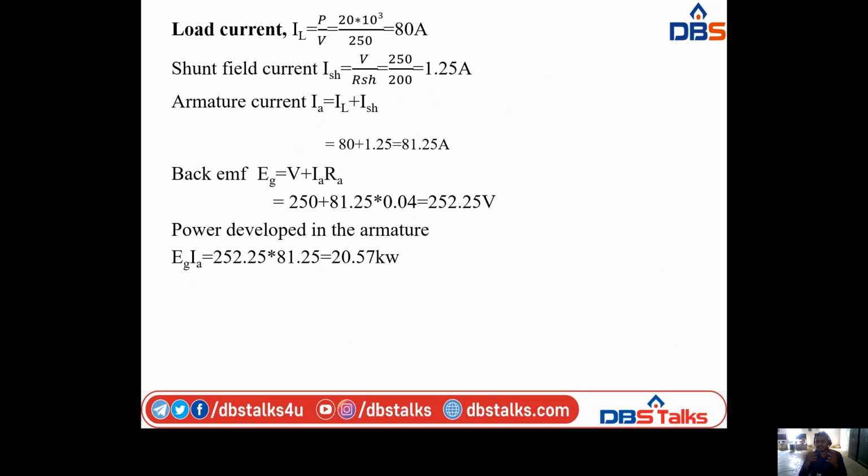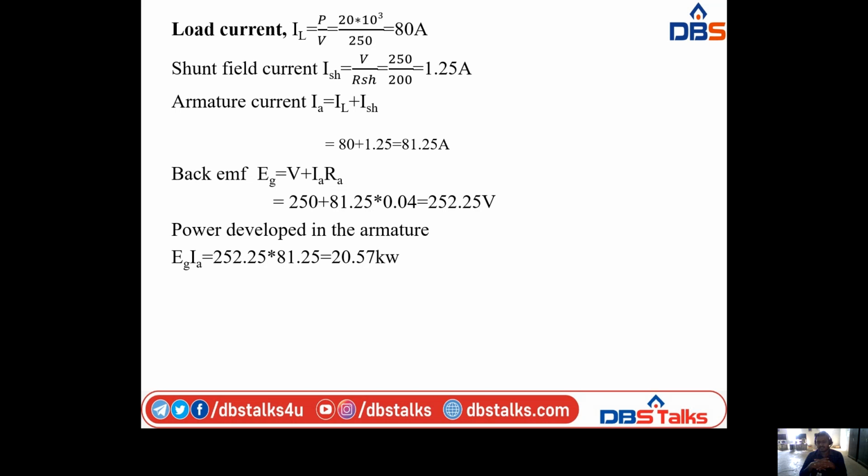For that, we first have to calculate the line current or load current. IL is equal to P by V. Why? Because here they have given the power value. That's why I am taking IL is equal to P by V. They have already given the power value 20 kilowatts, that is 20 into 10 to the power of 3, divided by voltage 250. Finally, we have the load current or line current IL equal to 80 amperes.